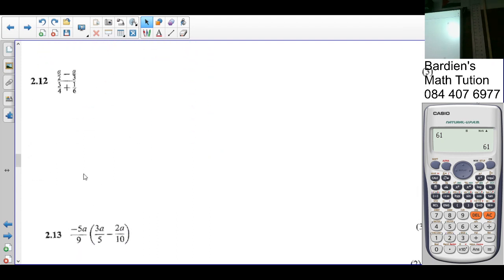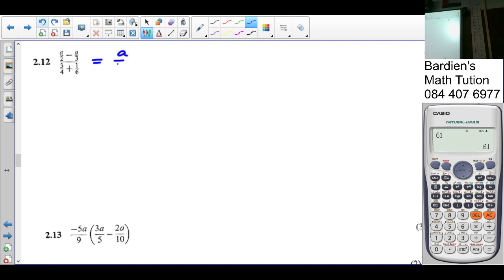Let's look at 2.12. People, this is what we call a complex fraction. This is a fraction over a fraction. Okay. What does this line here mean? Divide. So in other words, what I should have seen is a over 2 minus a over 3 divided by 3 over 4 plus 1 over 6. People, why am I putting a bracket around there?